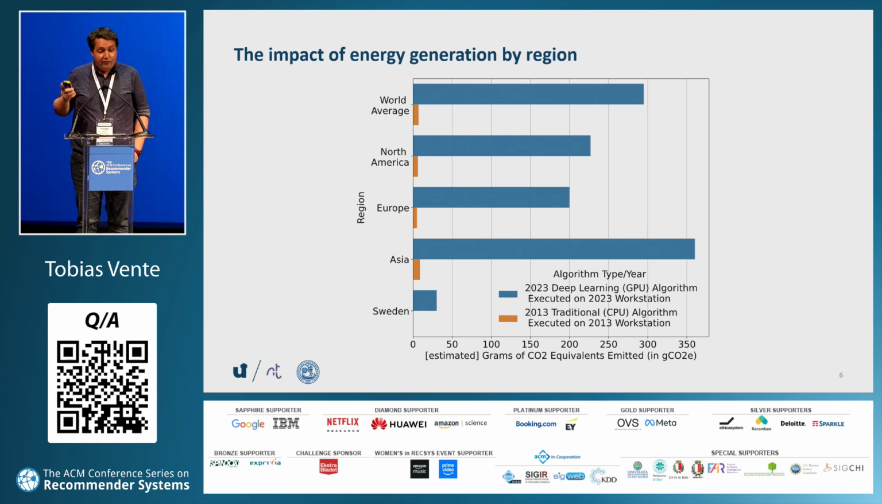And on the other hand, if we focus on the orange bars, these are typical algorithms that were used in 2013, and they usually relied on CPU. Yeah, and we found that in the past 10 years, or by now it's 11 years, there is a factor of 42. So an average algorithm that we used last year emits 42 times more emissions than 10 years, or by now 11 years ago. And I have to say, we didn't include LLMs yet.